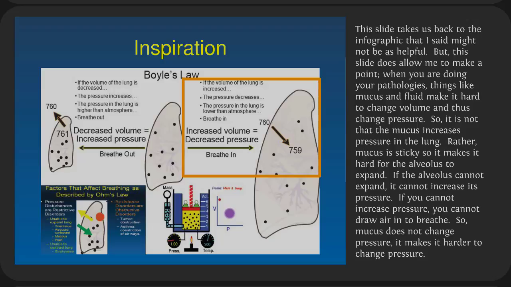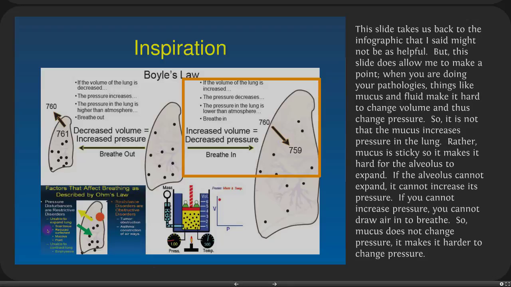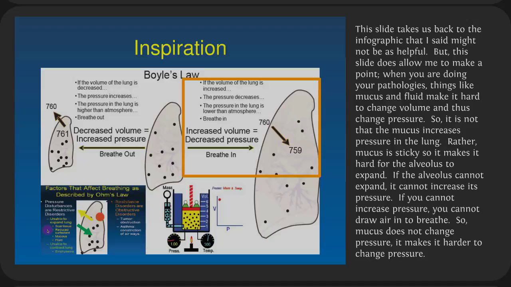This slide takes us back into that infographic that I said might not be helpful, but this slide does allow me to make a point. When you're doing your pathologies, things like mucus and fluid make it hard to change volume, and thus you can't change pressure. So it's not that mucus increases pressure in the lungs, rather mucus is sticky, so it makes it hard for the alveolus to expand. If the alveolus can't expand, it cannot increase its pressure. If you can't increase your pressure, you can't draw air in to breathe. So mucus doesn't change pressure, it makes it harder to change pressure.